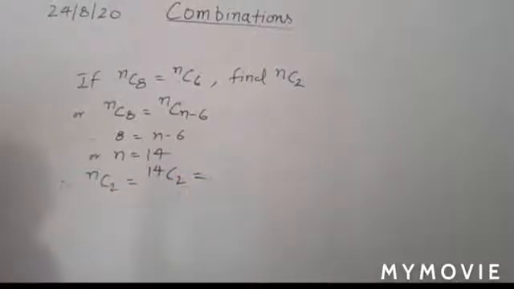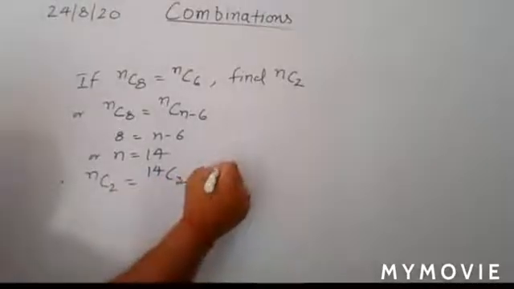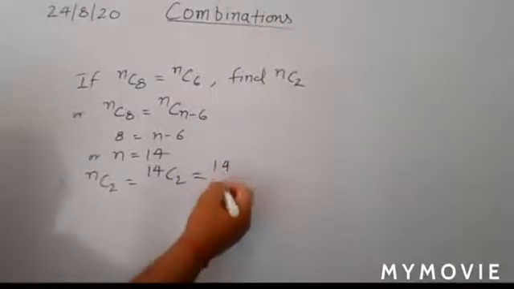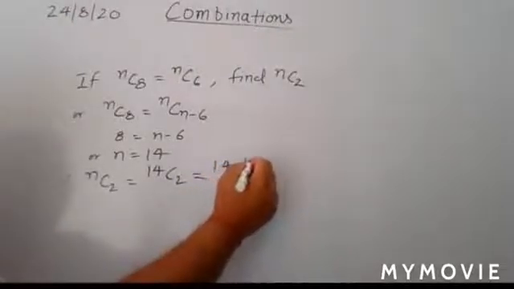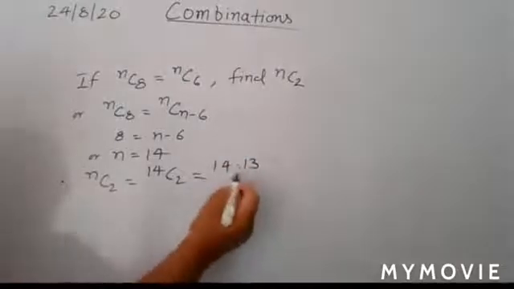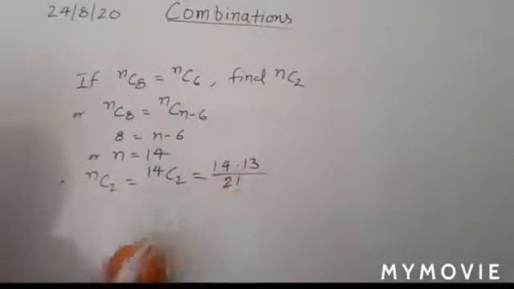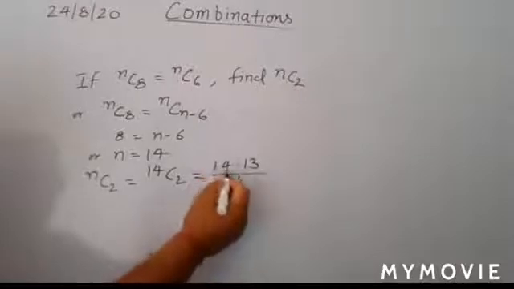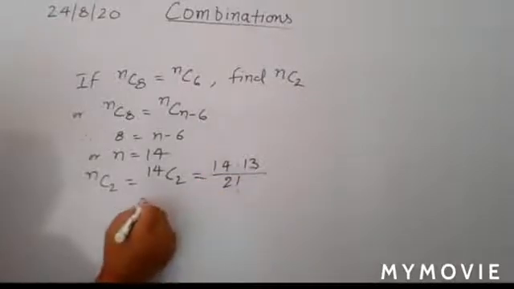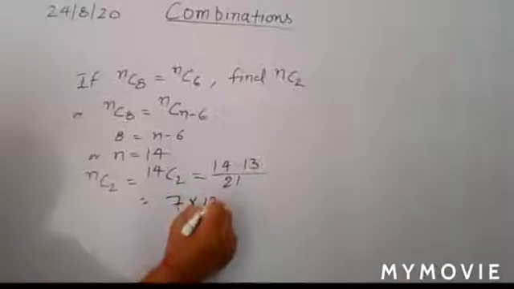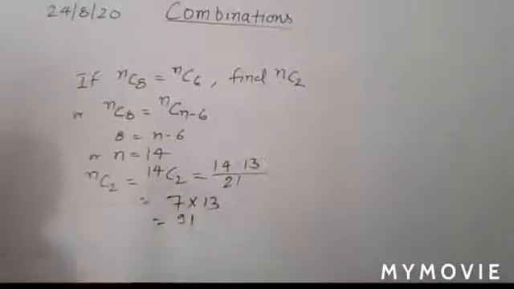And you can also find the value of 14C2 directly. What you do is, you start with 14 and write two factors by decreasing by 1. So write 14 into 13 divided by factorial 2. In this way you have your value directly, and factorial 2 is 2, so that cancels. Here you have 7, so this can be written as 7 into 13. So what is that? 91. So your value is 91.